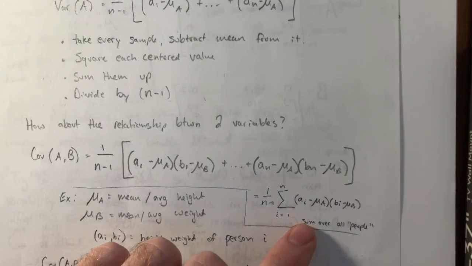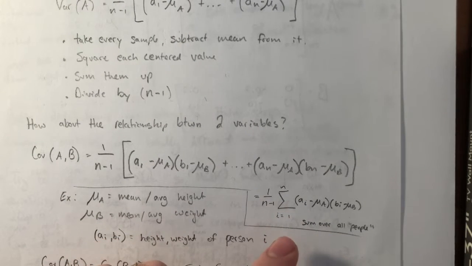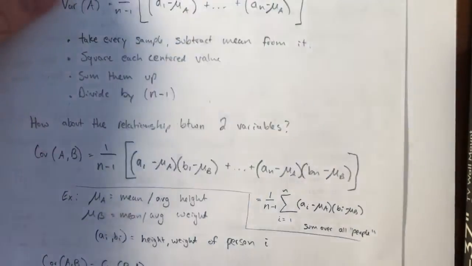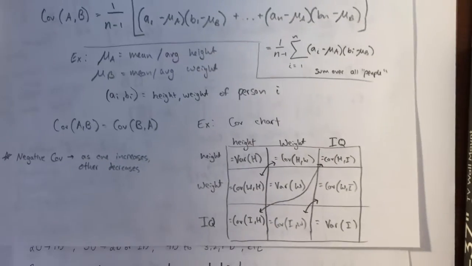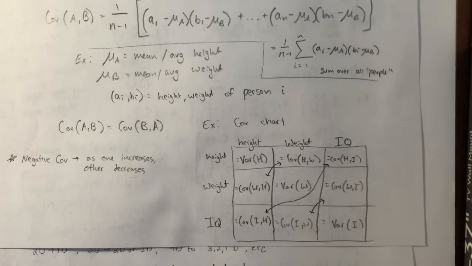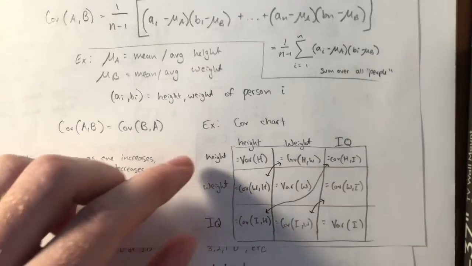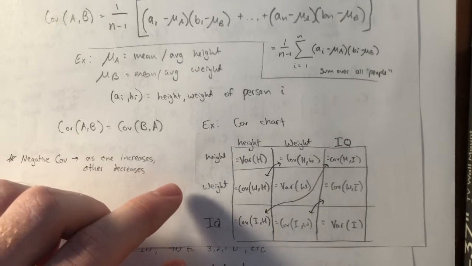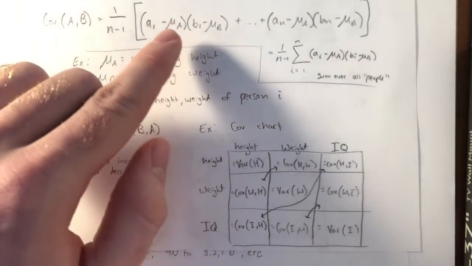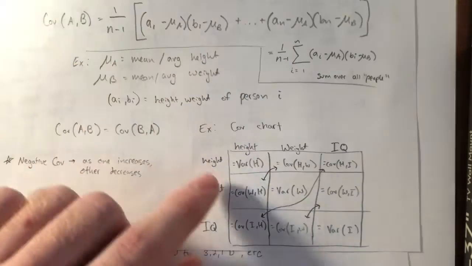Here's a simple notation for the covariance: sum over all the people of the two different variables. Then we can have a covariance matrix. Let's say we have 3 variables and we organize them this way. If we take the covariance of height and height, the two are the same, which just gives us the variance.